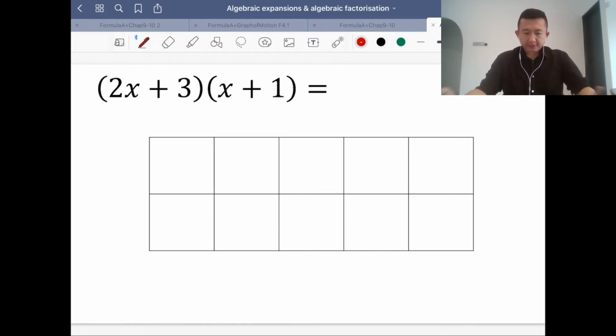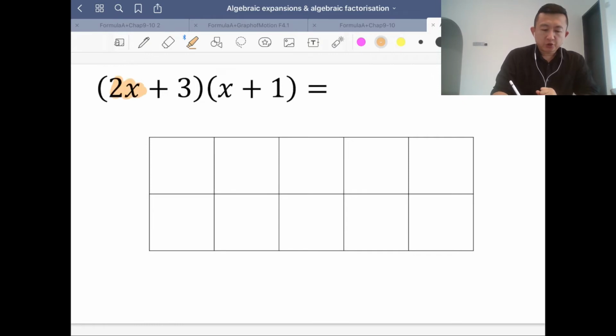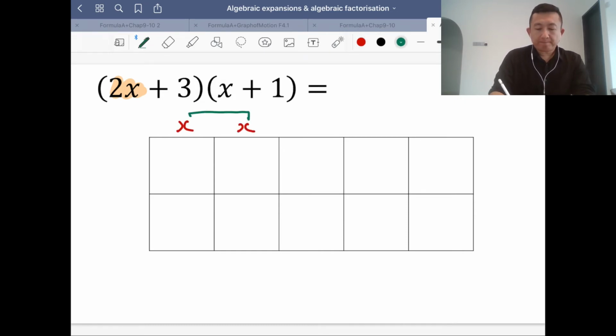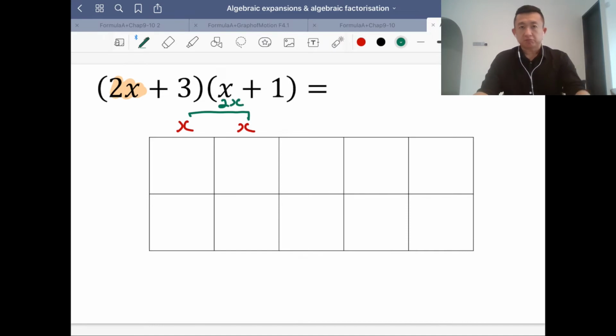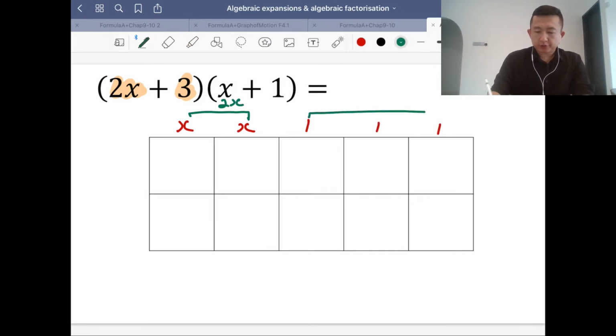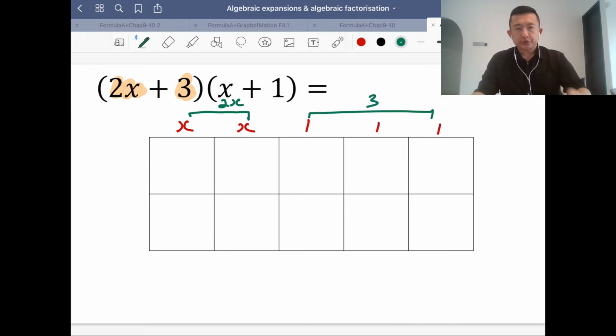Okay, using a grid. 2x. How many x? 2. So this is how I do it. I have x here, I have x here. When I sum up, I have 2x. And I have 3 here, so I can break it into 1, 1, 1. Right? So this is 3. 2x plus 3: x, x, 1, 1, 1.